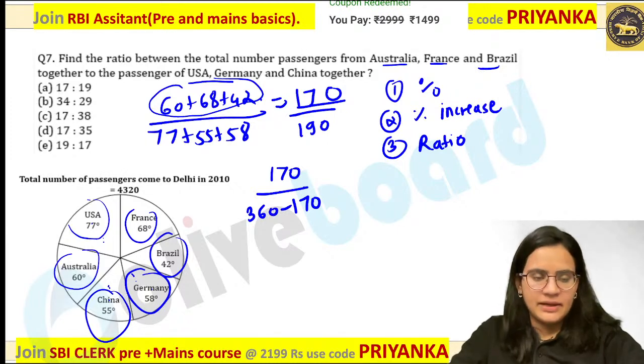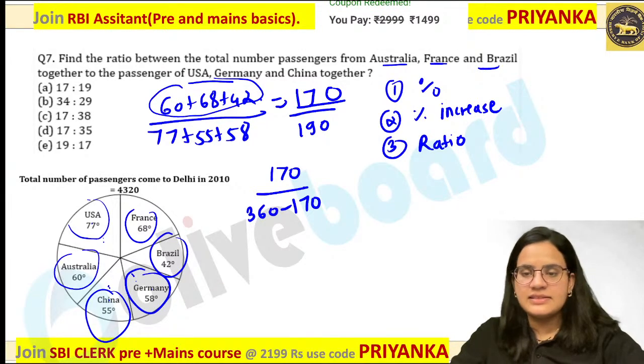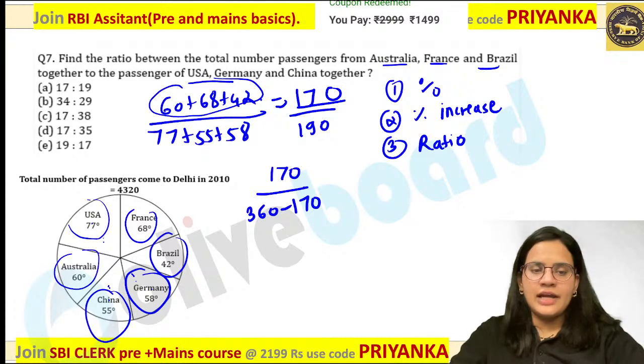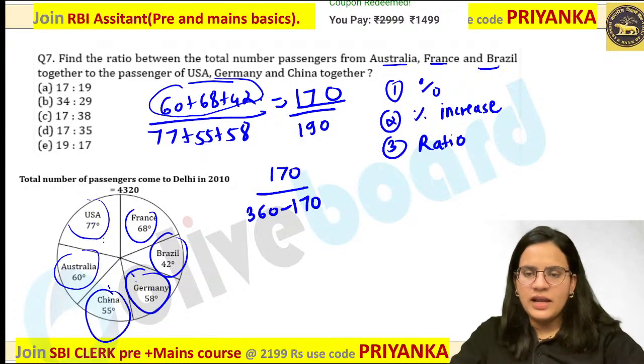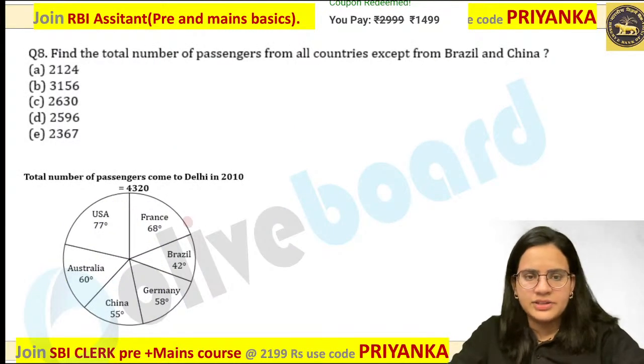Rather than adding the remaining values, you could have easily said 170 upon 360 minus 170 over here. That way also you could have calculated the same answer in this case. Everybody is getting my point? Is there anyone having any doubt? Clear, right? Ujjwal, Agastya, Prasad, they are getting the perfect answer. Let us quickly move on to the next question over here.